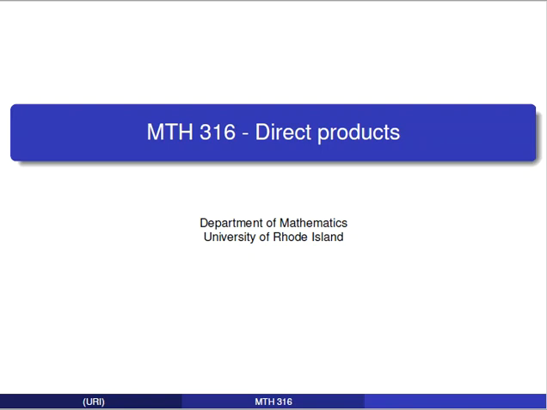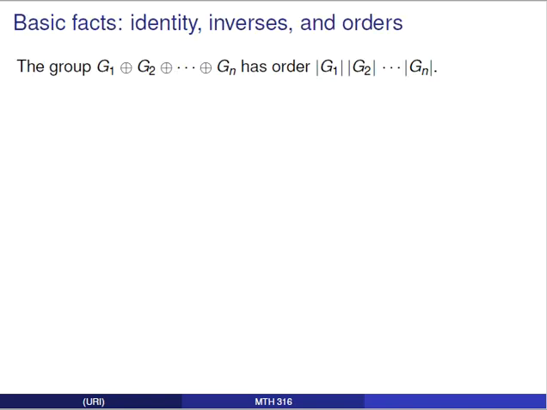Welcome back. As we continue our discussion of direct products of groups, we should talk about some basic facts about these groups. Let's suppose that you're dealing with the group G1 direct product G2 direct product, and so on all the way through the direct product GN, where each of these is a group. Now, in the last video, we talked about the elements of this group.